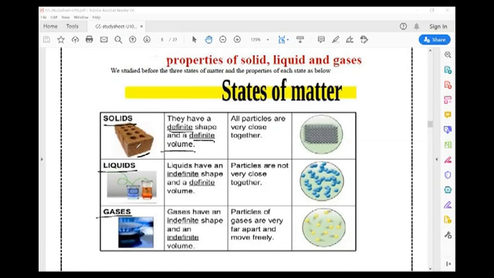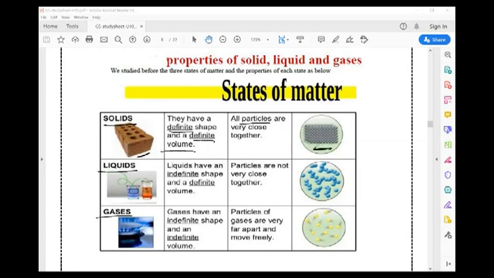And also we know that any material is made of particles, or something called molecules. Particles or molecules are the smallest part that makes any material or anything around us. In the solid state, the particles are arranged closer to each other. They are very, very close to each other, like this.